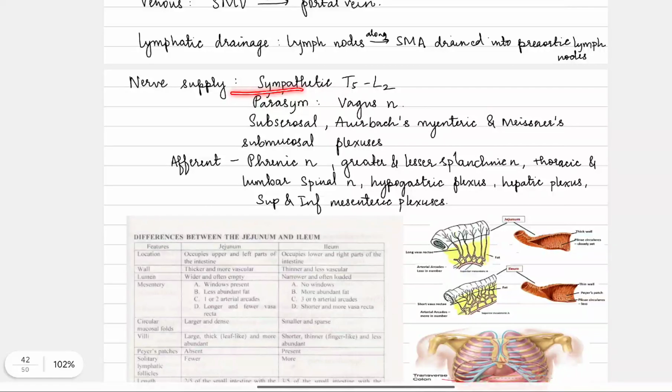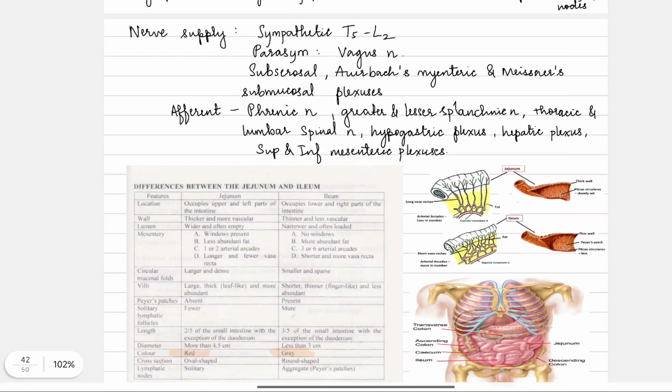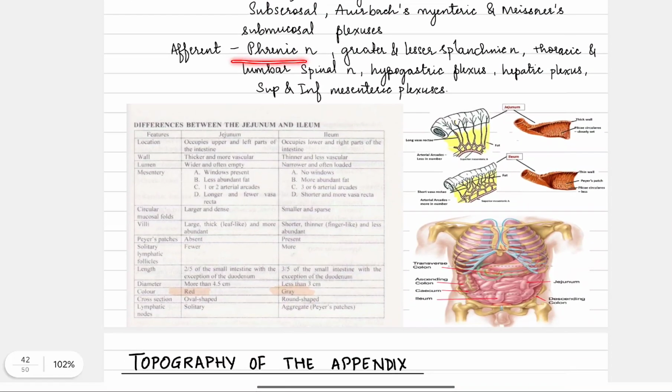Nerve supply is sympathetic T5 to L2. Parasympathetic is the vagus nerve, subserosal, Auerbach's myenteric and Meissner's submucosal plexus. Afferent is the phrenic nerve, greater and lesser splanchnic nerves, thoracic and lumbar spinal nerves, hypogastric plexus, hepatic plexus, superior and inferior mesenteric plexus. Now, what are the differences between jejunum and ileum?